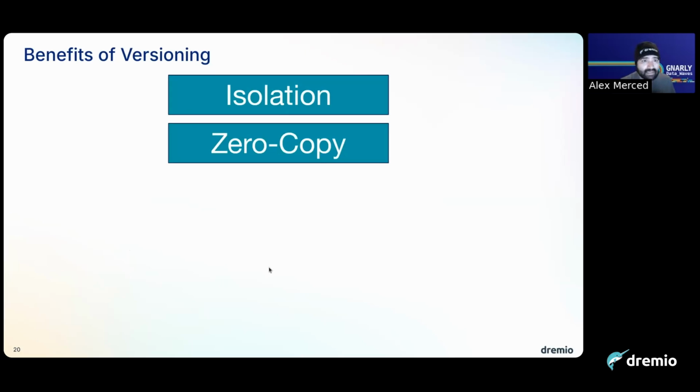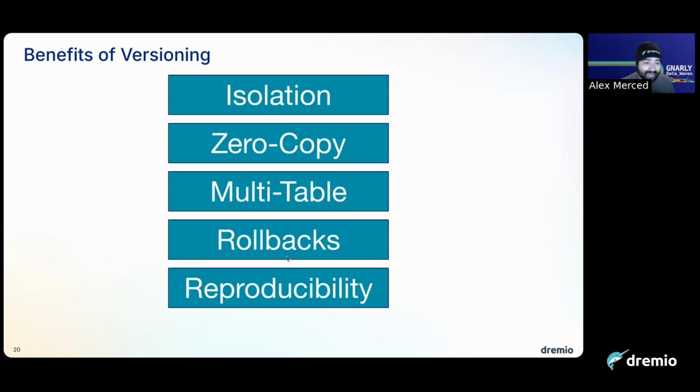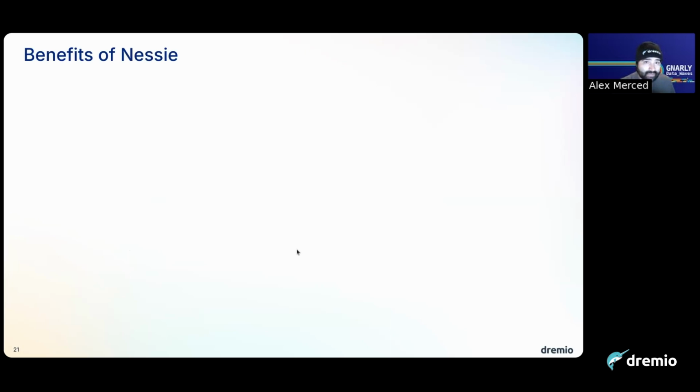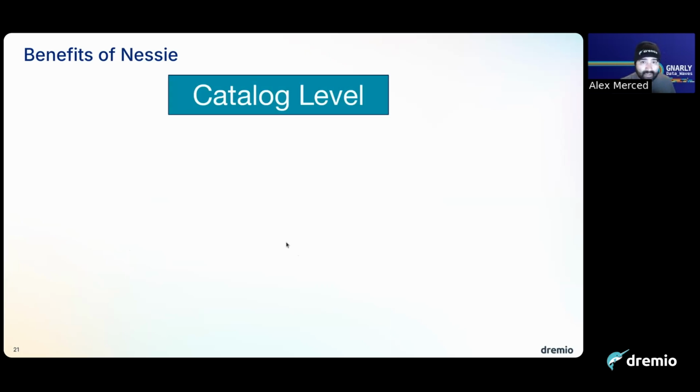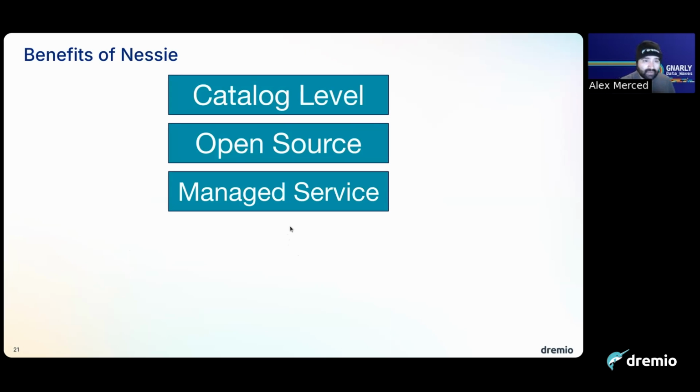Now, the benefits, again, of versioning: you get isolation, zero copy environments, multi-table transactions, rollbacks, reproducibility, and validation, as we mentioned earlier. But specifically, when you're using Nessie, you get that abstraction at the catalog level. Nessie is open source. You do have a managed version of Nessie, which is Dremio's enterprise catalog that's built into Dremio. That basically gives you all the benefits of Nessie without you having to manage a Nessie server, and it's just integrated into the Dremio platform.